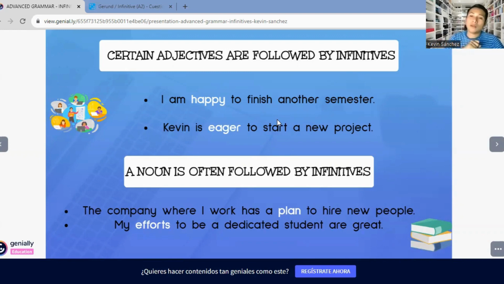Plan, you have the noun plan, so you want to add another verb, so you have to use an infinitive. My force to be a dedicated students are great. My force, that's a noun, so after nouns, I have to use only infinitives. All right, so those are rules.